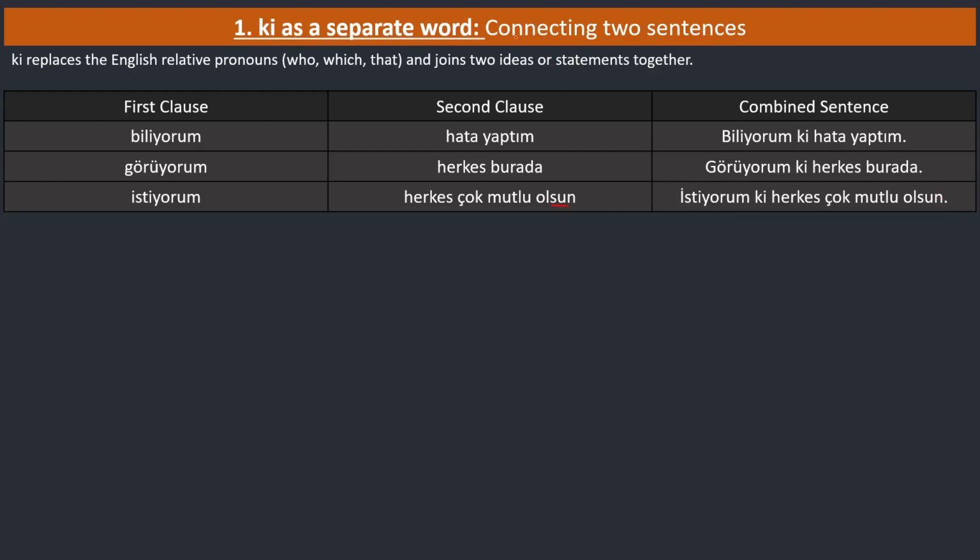Okay, that's what it means when I say connecting two sentences. In the first clause, there's an action. You want something, you know something. In the second one, you describe what you know or what you see. Yes, Megan, exactly. I will talk about this detail in the Delights of Turkish parts.